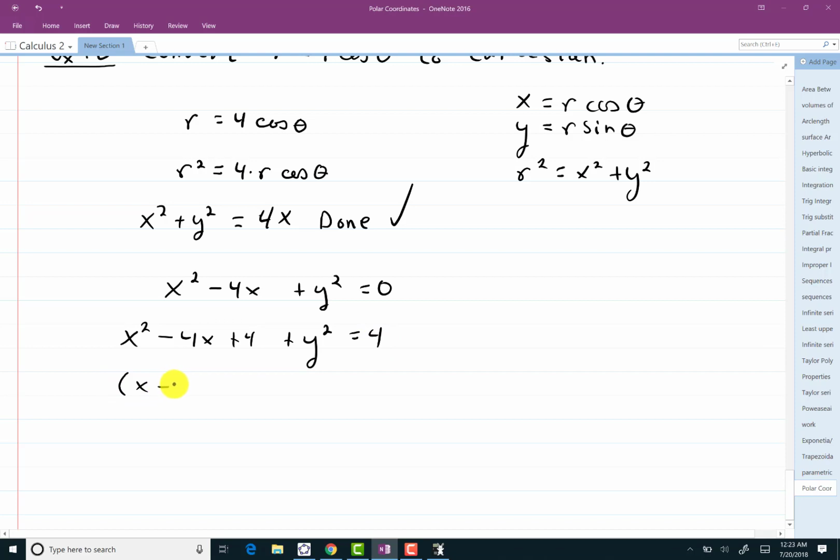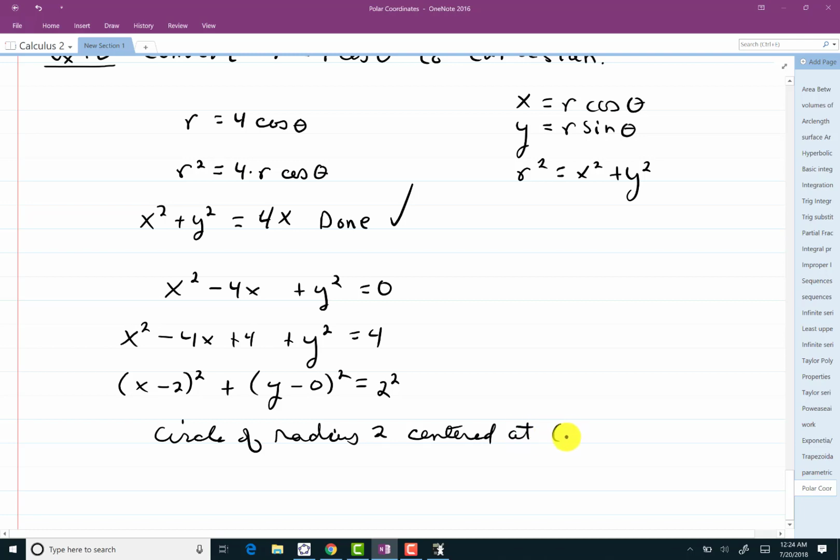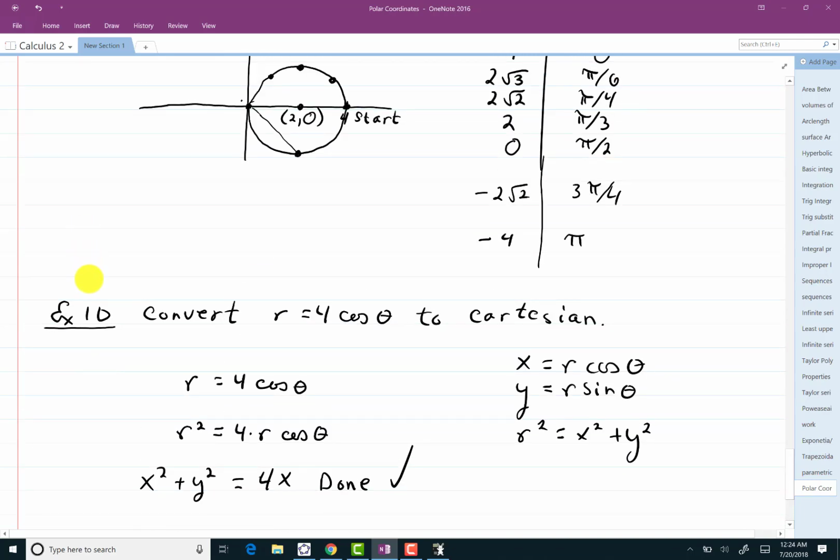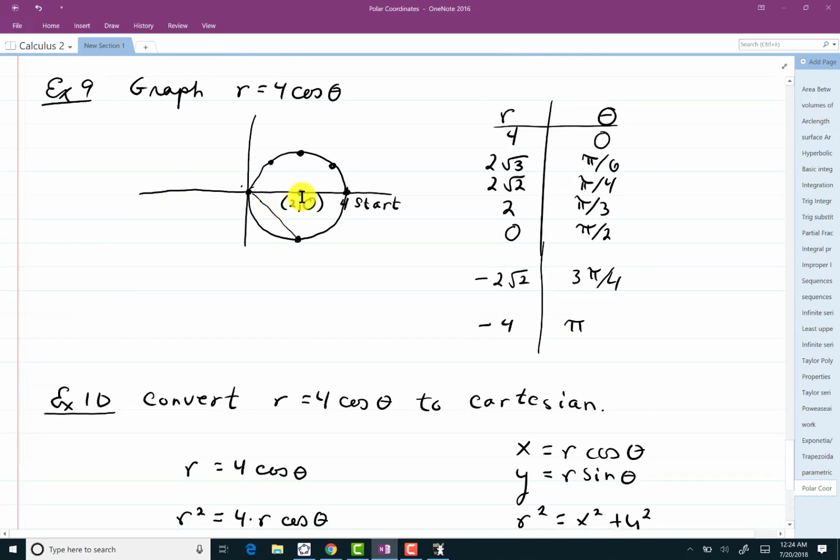So I have x minus 2 squared plus, if you don't mind, I'm going to write the y squared as y minus 0 squared. And the 4, I'm going to write it as 2 squared. The reason why is it tells me that this is a circle of radius 2, centered at 2, 0. Let's look at the last example and look at the picture that was drawn. The center is at 2, 0, and the radius is 2.